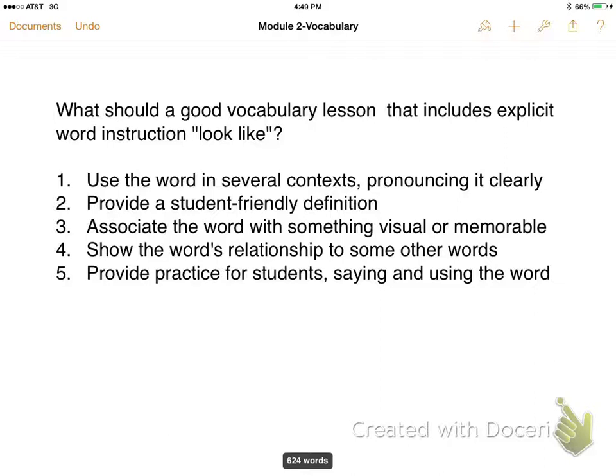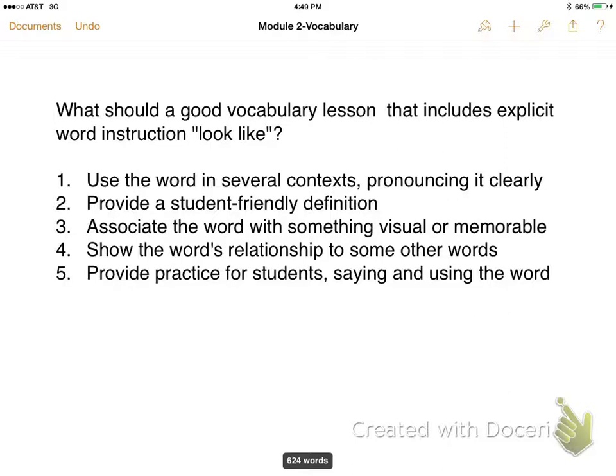All right, 1, it should use the word in several contexts, pronouncing it clearly. The teacher just doesn't throw a word out there and not use it in different ways. 2, it should provide a student-friendly definition. I was observing in a 3rd grade classroom. The teacher's teaching the word breeze. A student raises their hand. She says, does anybody know what breeze is? The student says, I do. Breeze is, when I go outside and I can feel my hair move just a little bit. That's a breeze moving my hair.